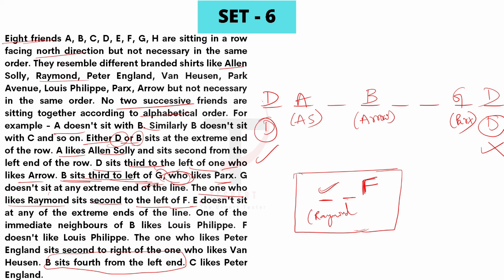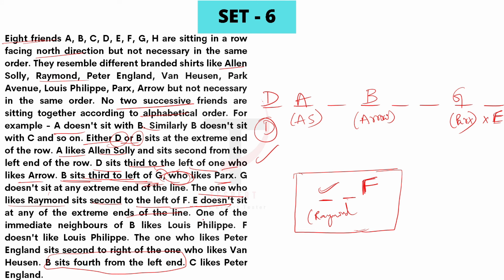So what is the next statement? E doesn't sit at any of the extreme ends of the line. Since we know D takes the extreme left, D shouldn't take extreme right, and now it is also clear that E shouldn't take extreme right as well. Okay, so we are done with this statement.